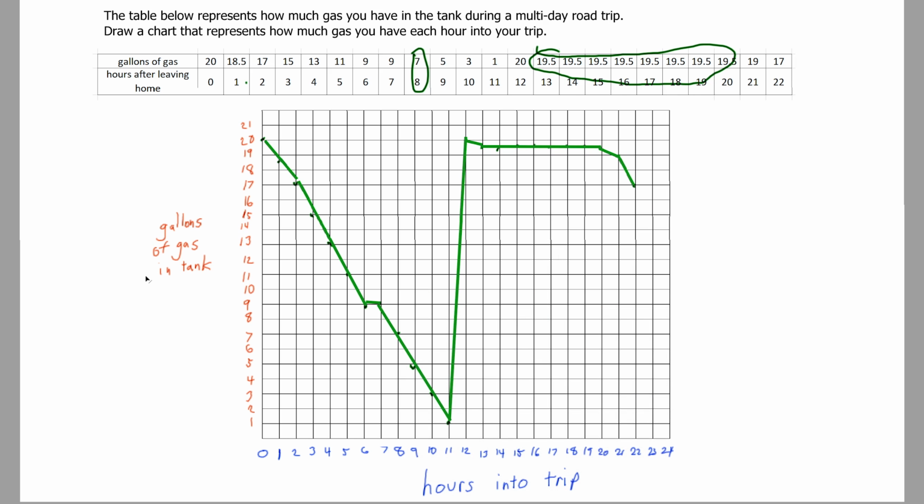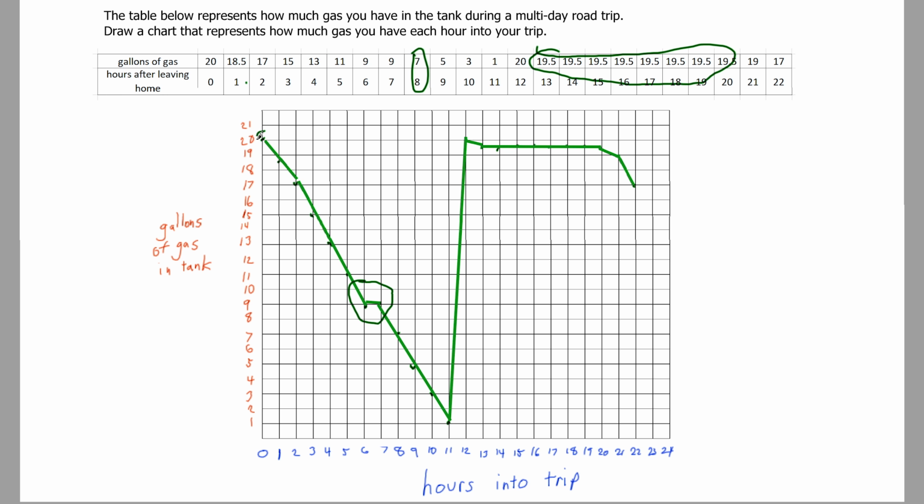Now we have all the points connected with lines, and if you're asked to explain a certain part of this graph on the test, for example, why is the line flat here, you could just think about what situation you're in. You've been driving for 6 hours and suddenly you're not using any gas for an hour. You would imagine you stop for a break, maybe you stop for lunch or something.